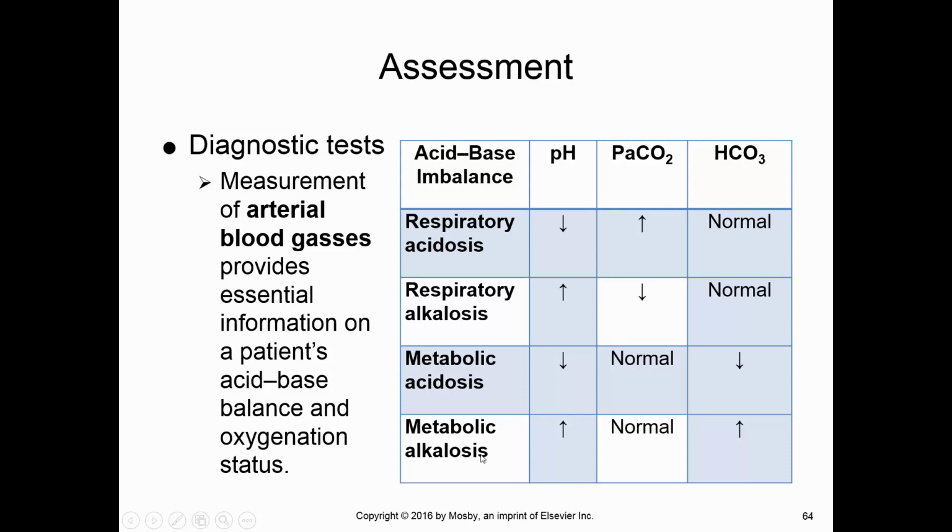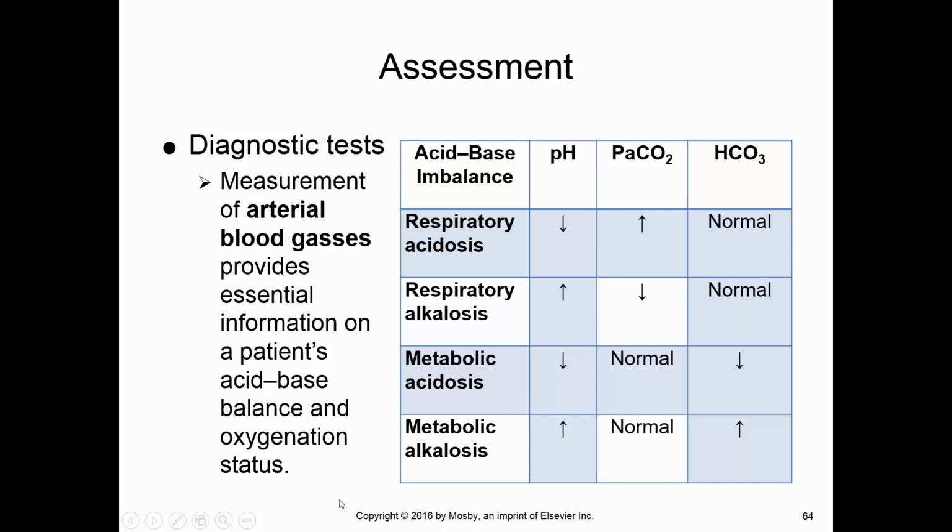Metabolic alkalosis. If it's an alkalosis, our pH is going to be high. Our PCO2 is going to be normal because it's not a respiratory component, and then we will see that our bicarb is high. That gives us our alkalosis. Now, when we compensate, our lungs will kick in, and they will try to compensate by retaining CO2. So we're going to see this normal go up, and we're going to see that our pH is normal. That means we've compensated. Okay?